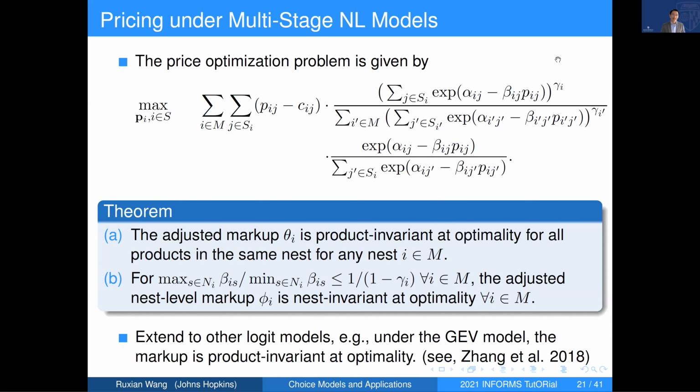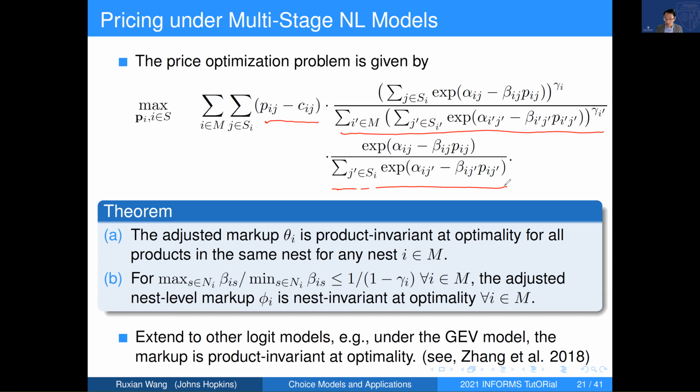All right, we can extend our result to the multi-stage nested logit choice model. Here we consider price optimization under the two-stage nested logit choice model, and again under the same assumption, p minus c is the profit margin, and then we have the choice probability under the nested logit choice model: the choice probability for the nest, and the choice probability for each product within a nest. All right, we have a similar result.